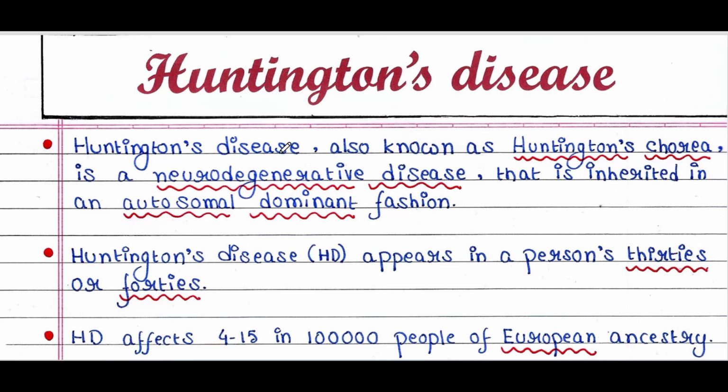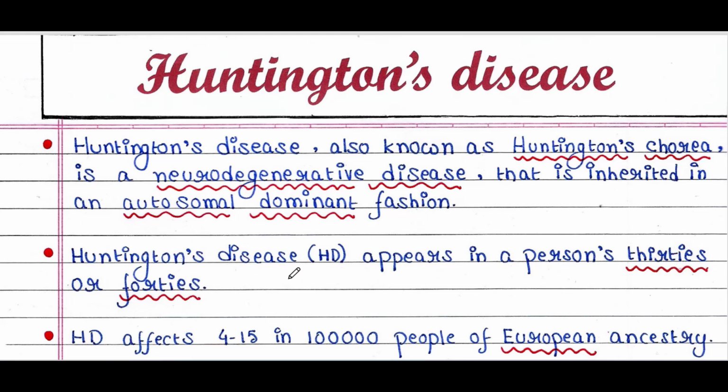So Huntington's disease is also known as Huntington's chorea. It is a neurodegenerative disease that is inherited in an autosomal dominant fashion. That means the gene responsible for Huntington's disease is present in one of the autosomes, and it is a mutation which causes this disease. In order to cause the disease, only one mutant allele is enough, since it is a dominant mutation.